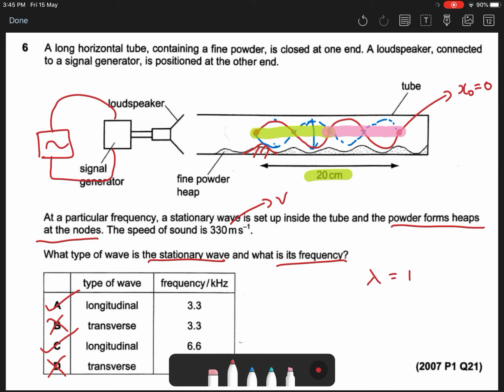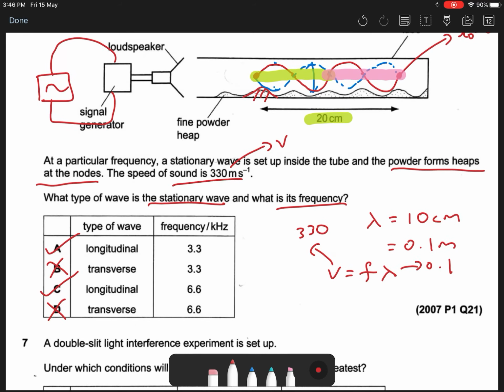10 centimeter, right? So equal to 10 centimeter, which is equal to 0.1 meter. So I know my speed of sound is 330, so I need to use v equal to f lambda, v 330, lambda 0.1, so what will be my answer? Okay, so you will get 3300 hertz, so frequency equal to 3300 hertz, so in one second you will oscillate 3300 complete oscillations. The answer is A. Okay, A for Apple.